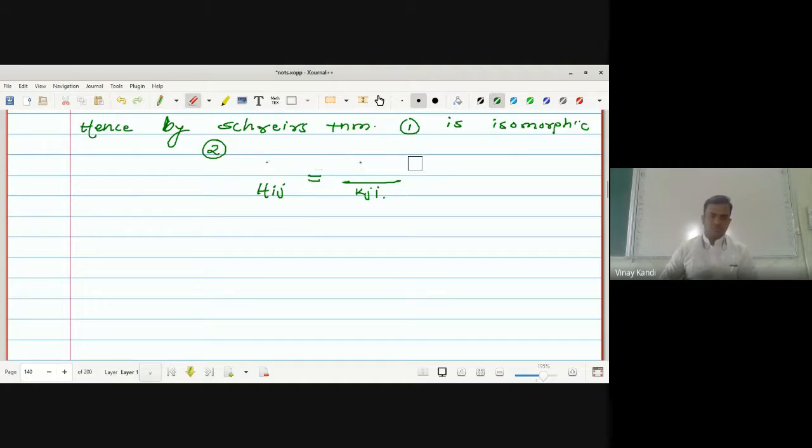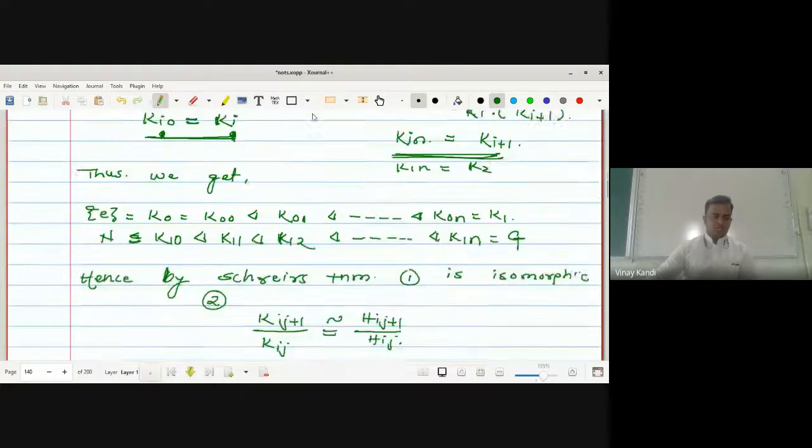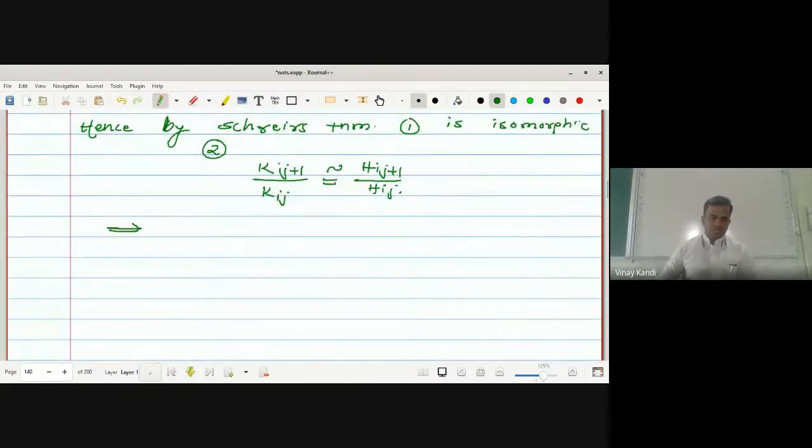So from 1 and 2, this Kij plus 1 upon Kij is isomorphic to Hij plus 1 upon Hij. Any doubt up to here? So that implies, from 1, this is a simple group. That implies this Ki, but this is isomorphic to this one now.